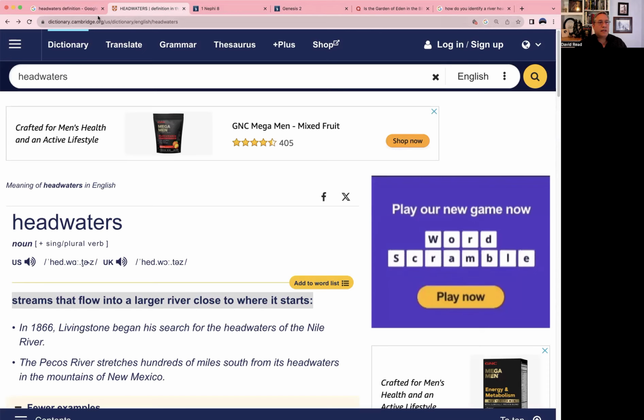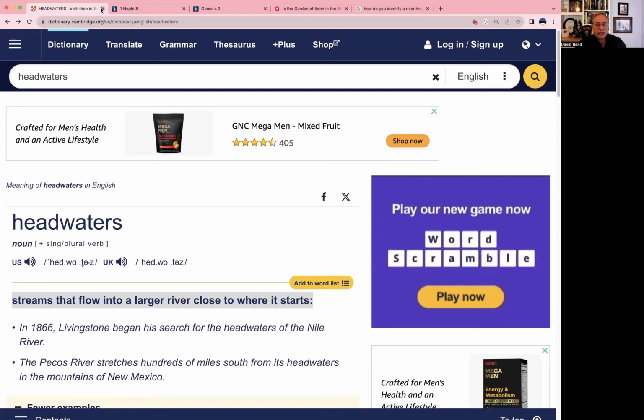So those are all the dictionary type definitions for the head of a river, riverhead, headwaters for a river. They all kind of mean the same thing, and they all point to the sources of the river, where the river comes from. And it can be a spring, or a tributary, or small streams, whatever forms the larger river. Now, how is the word used in the Book of Mormon and in the scriptures, though? So let's take a look at that.